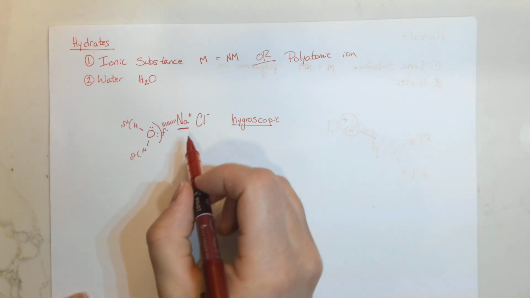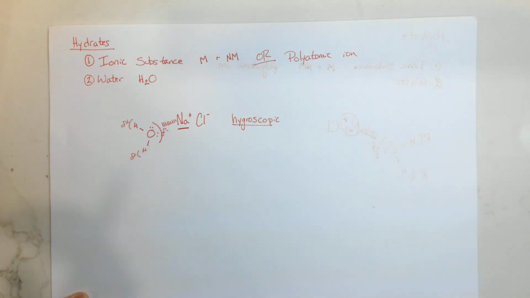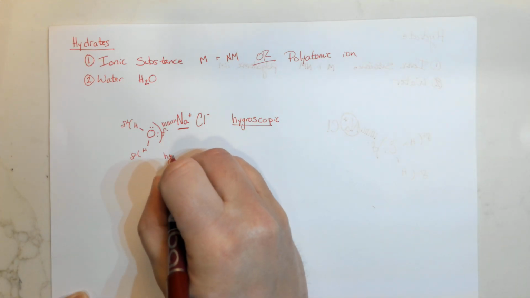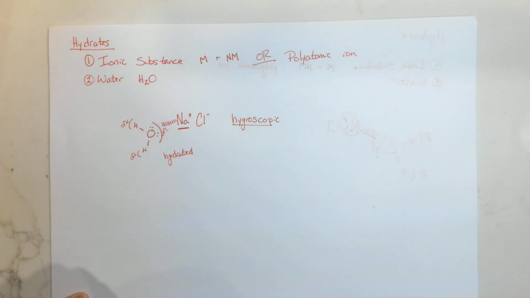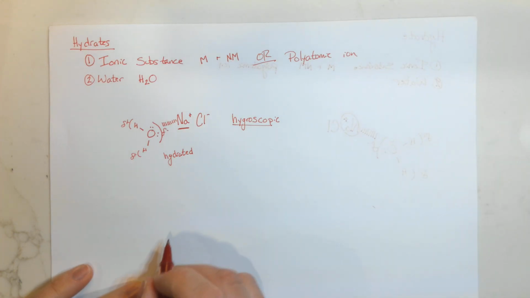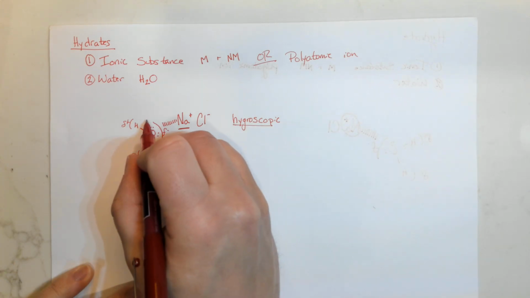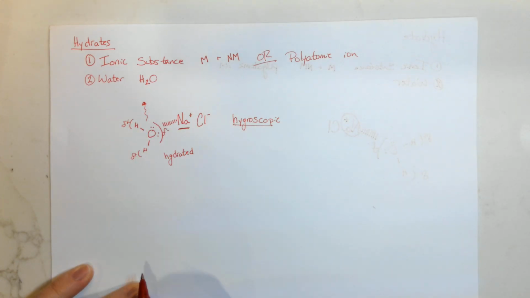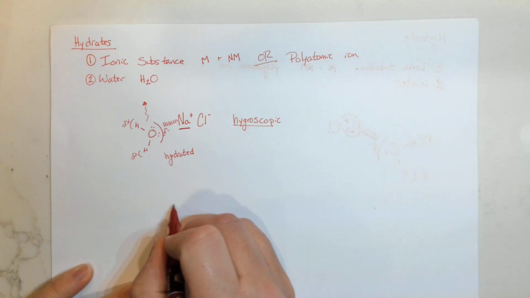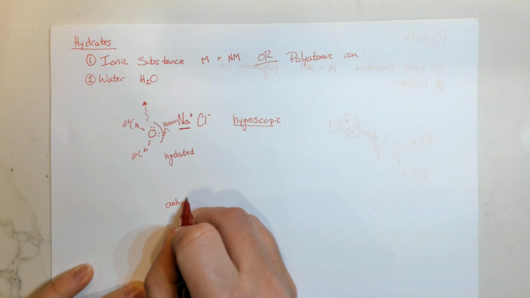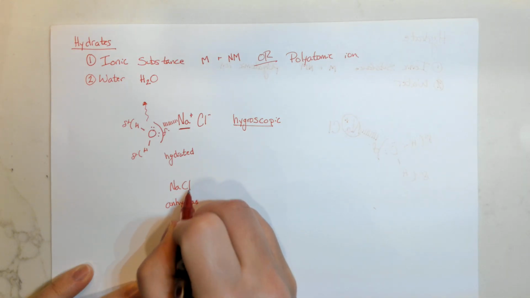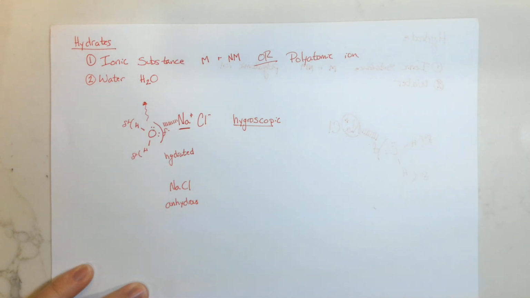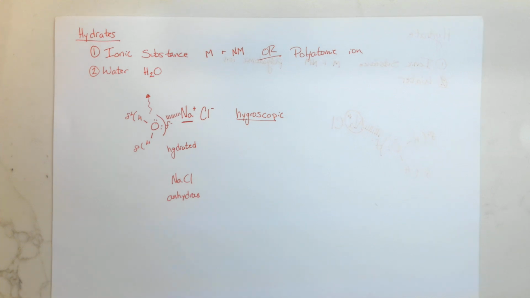Great. So when we have our ionic substance here bound to water, it's called a hydrate. And it is said to be hydrated. However, if I were to add fire to this, what would happen is it would drive off the water, and we would get the anhydrous form, which would just be the sodium chloride by itself, no water at all. All right, let's continue on.